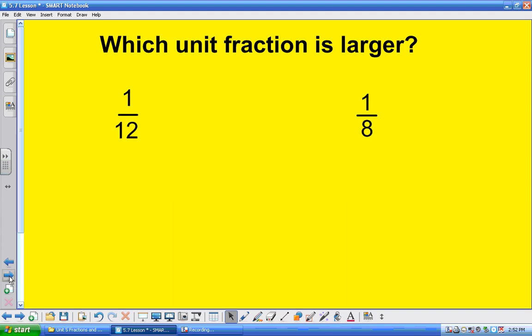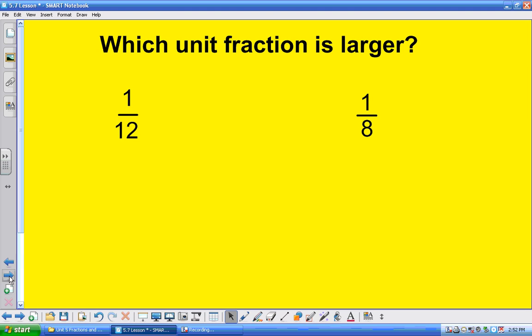Alright, last question right here. Who haven't I asked? David, do you want to take a crack at this one? Which one is larger? Would you rather share a piece of pie with 12 people or share a piece of pie with 8 people? Which one would get you more pie?